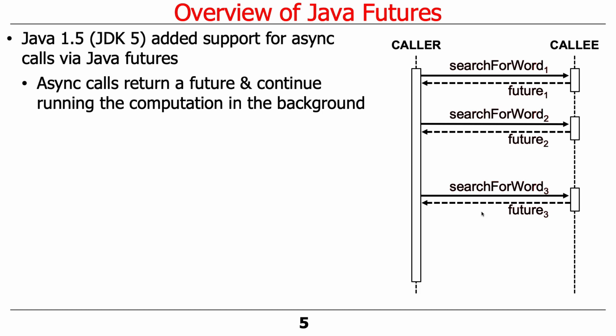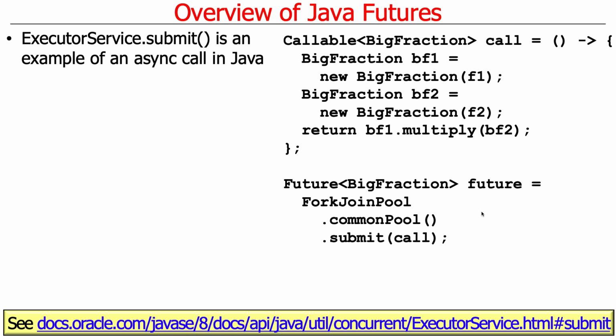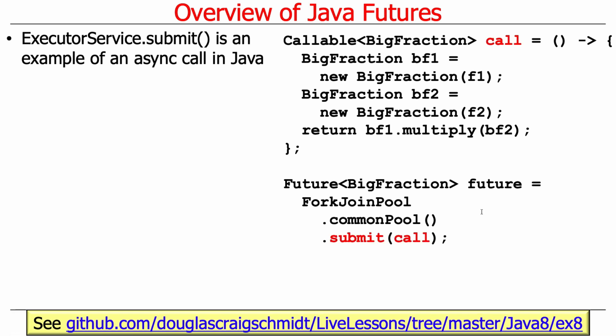A good example of something that works this way is the Executor service submit method. We haven't talked a whole lot about the Executor service in this class, but it's basically a way of being able to give work to a pool of threads to run them in the background. So Executor service submit is a way of starting up an asynchronous call and returning a future. So here's just a quick snippet of this.